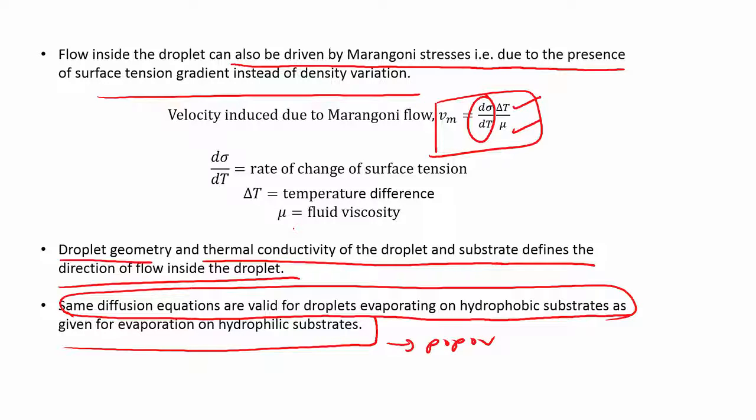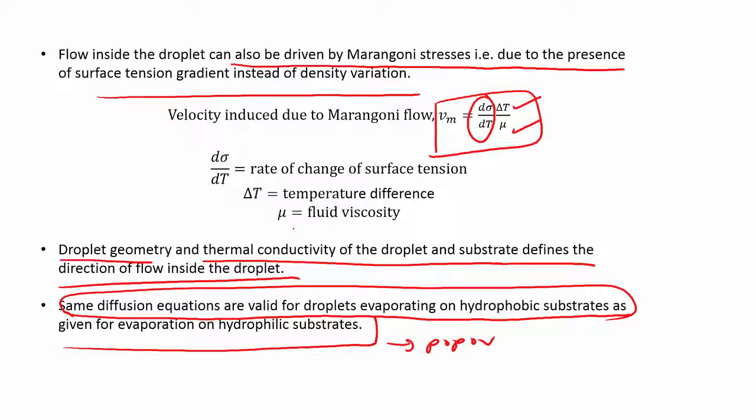We have also done measurements where the flow velocity inside hydrophobic droplets has also been measured, and it is of the same order, about 10 to 12 microns per second. And we have seen how the evaporation flux varies spatially along the length of the interface. These things are very important, and this is different from a spherical droplet analysis.